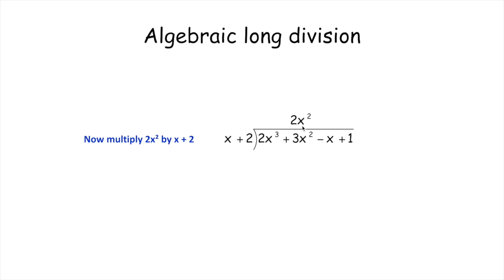Previously we did the 1 times 24 in order underneath. So we're going to do the same thing. I'm going to multiply whatever's on top here by this. Now I have to multiply it by both of these, not just one. So let's do it. We got 2x squared times x gives me 2x cubed. 2x squared times 2 gives me 4x squared. Okay, so I multiplied it by both of these two.